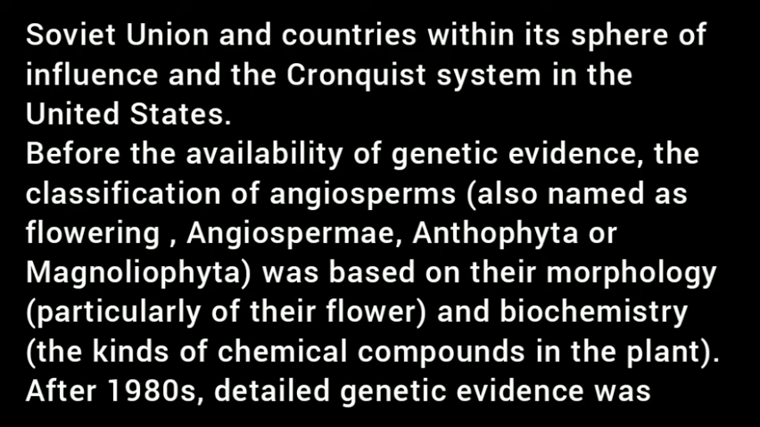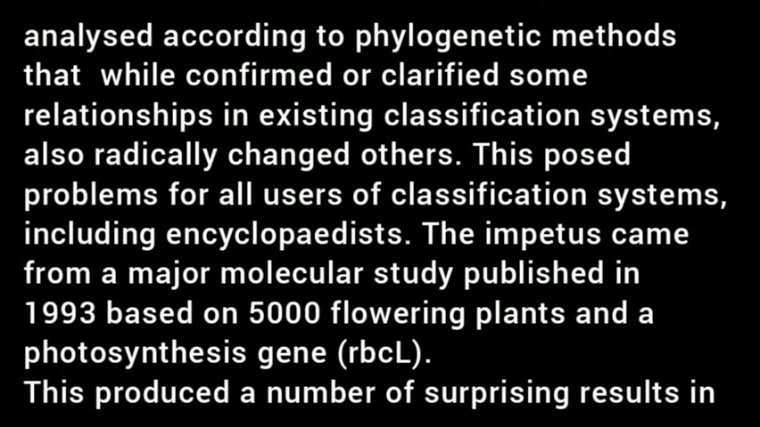Before the availability of genetic evidence, the classification of angiosperms, also named flowering plants, Angiospermae, Anthophyta, or Magnoliophyta, was based on their morphology, particularly of their flower, and biochemistry, the kinds of chemical compounds in the plant. After the 1980s, detailed genetic evidence was analyzed according to phylogenetic methods, that while confirming or clarifying some relationships in existing classification systems, also radically changed others. This posed problems for all users of classification systems, including encyclopedists.